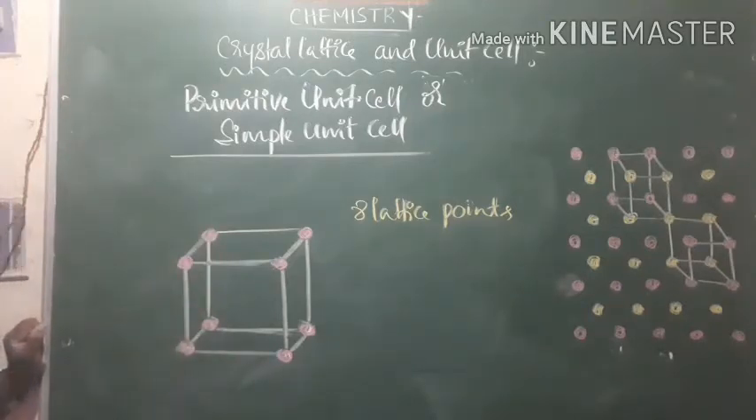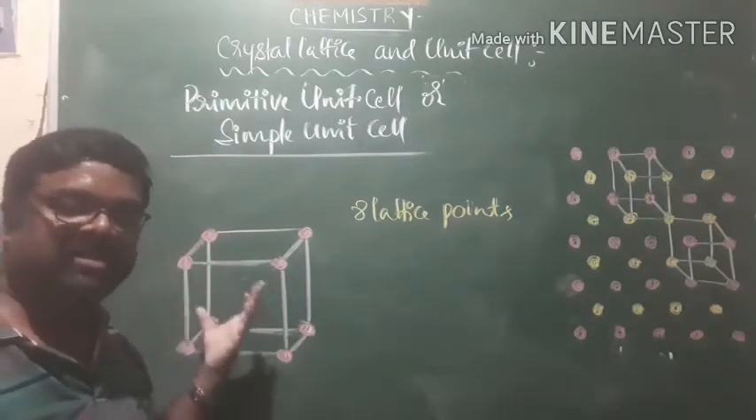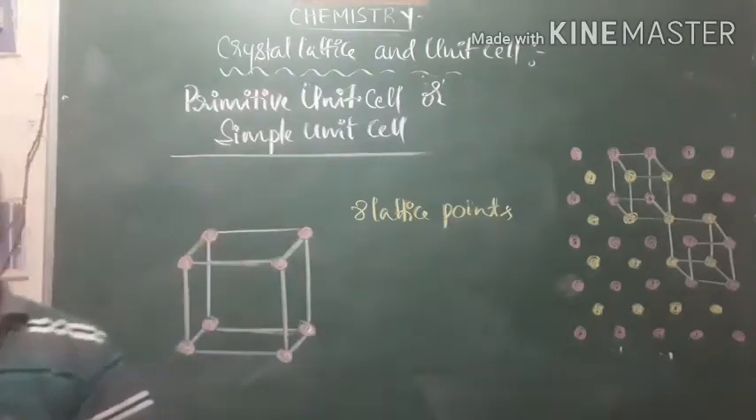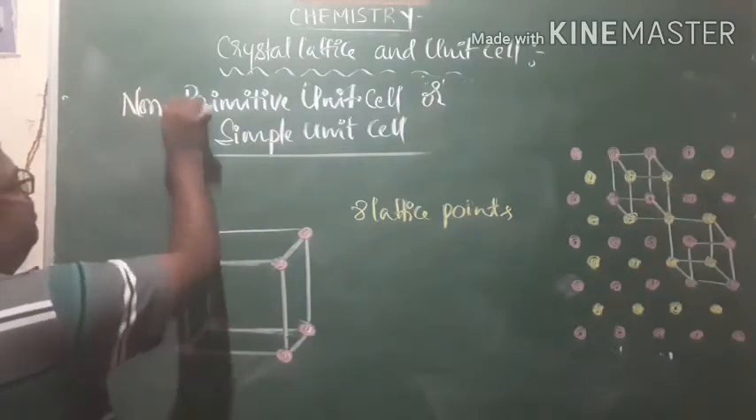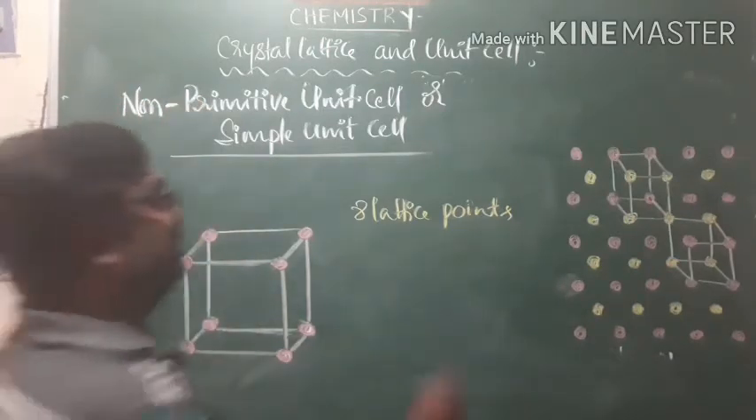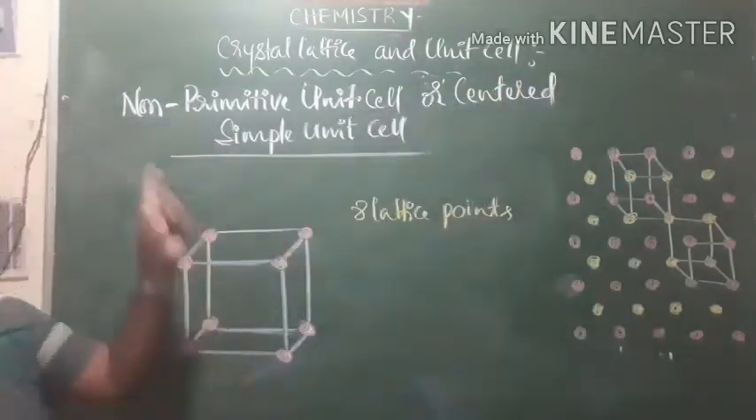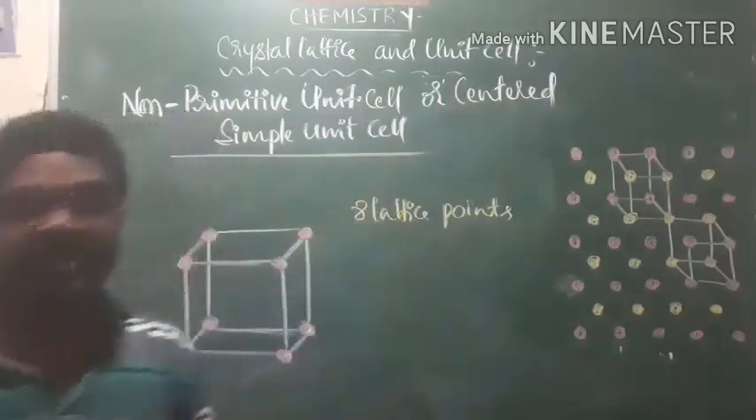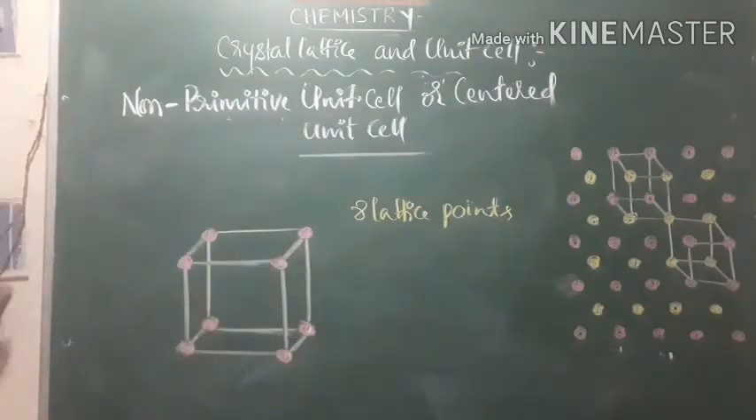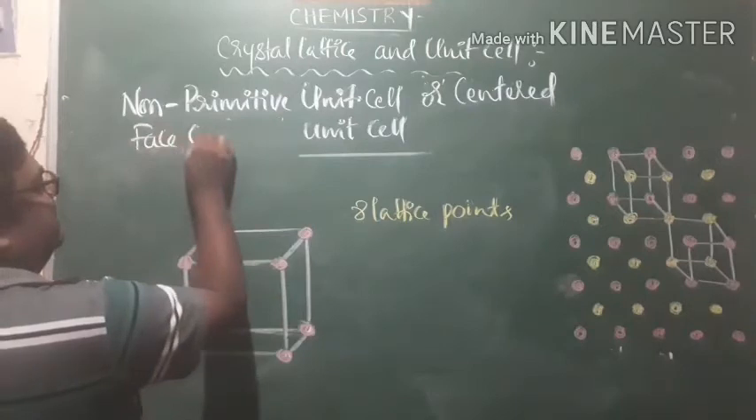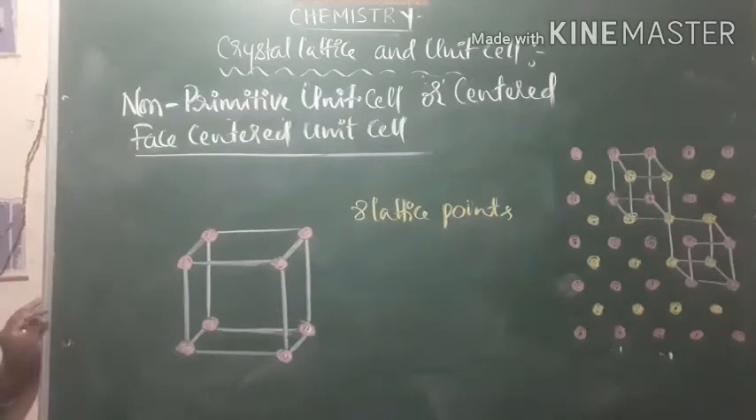So that is what we call a simple unit cell. It is the simplest possible way of arranging particles in a unit cell, and it is also known as the primitive unit cell. Another is the non-primitive unit cell, or centered unit cells. Under that, first it will be the face-centered unit cell.